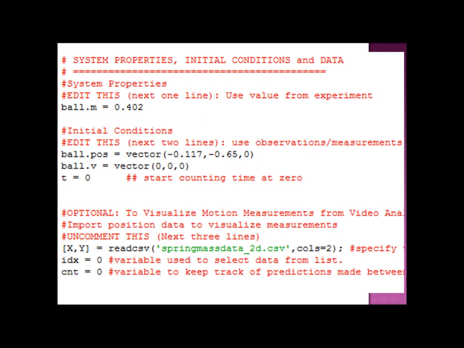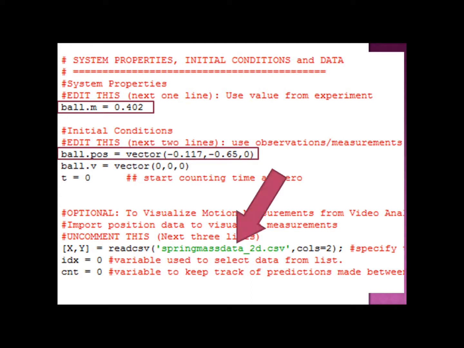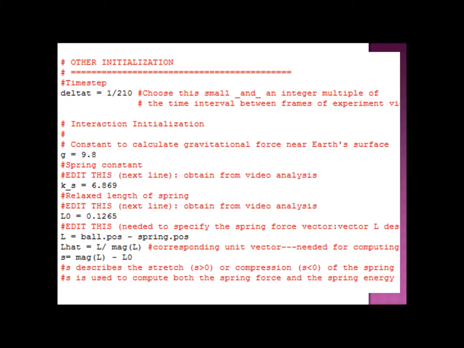Now for my code. In this part of the code, I identified all of the initial conditions such as the mass of the ball, which is 0.042 kilograms, the position of the ball, which I got from the tracker file, and then here I read in all the position values that I had extracted from my tracker file. These lines of code are where I initialize the other values that are necessary for the calculations.